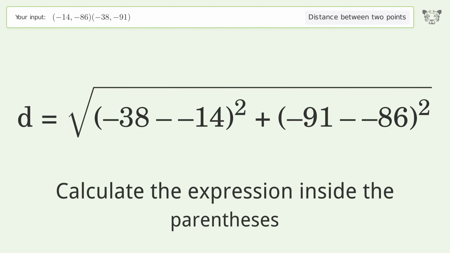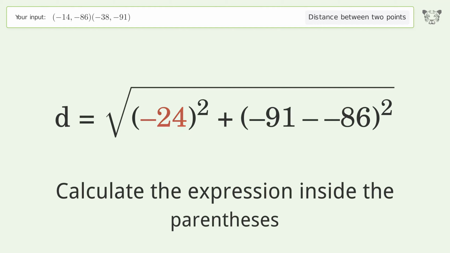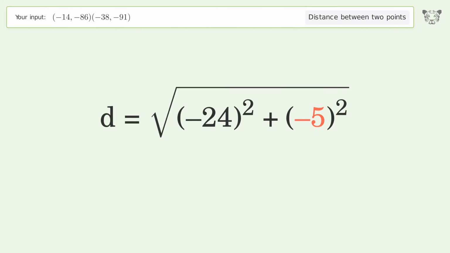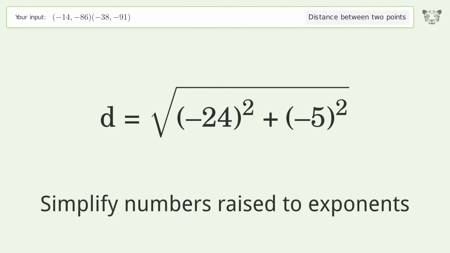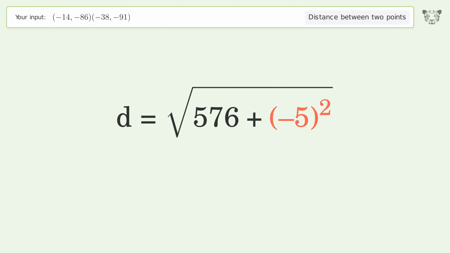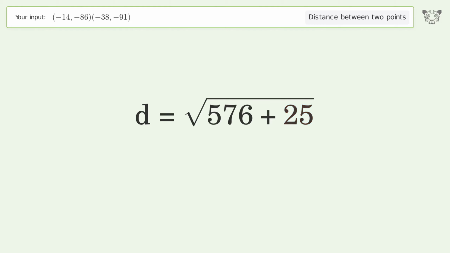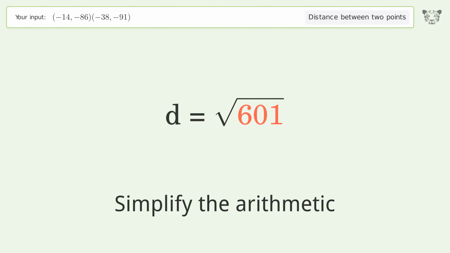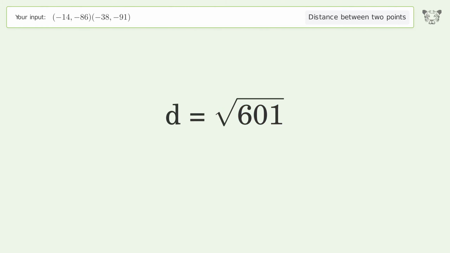Calculate the expression inside the parentheses. Simplify numbers raised to exponents. Simplify the arithmetic. And so the distance between the 2 points is the square root of 601, or 24.515.